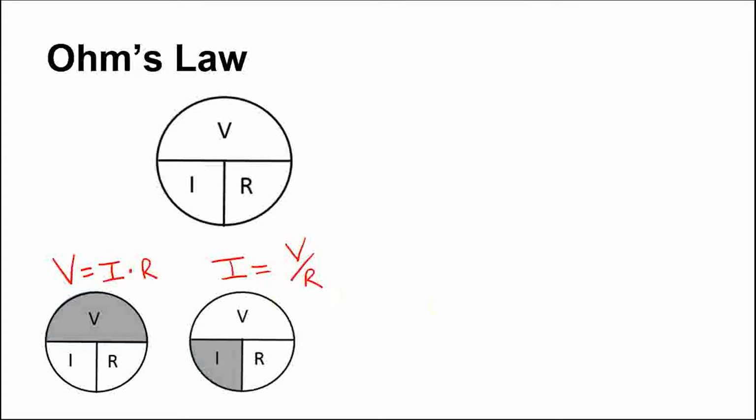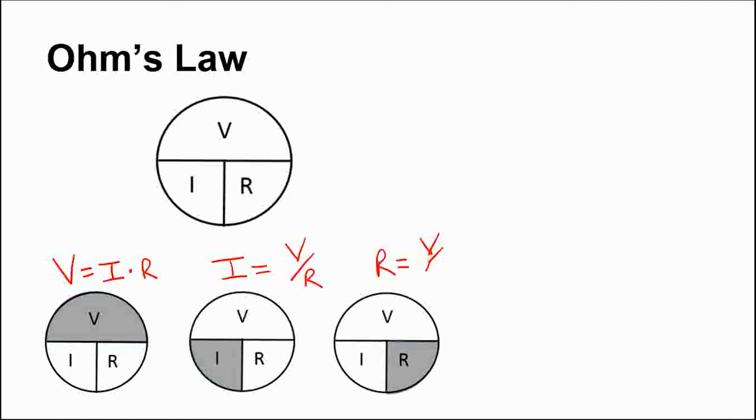Okay. And then finally, resistance is shaded in. So mathematically, I can calculate resistance by taking the value of the voltage and dividing it by the value of the current. All right, so that's pretty much it as far as Ohm's law.